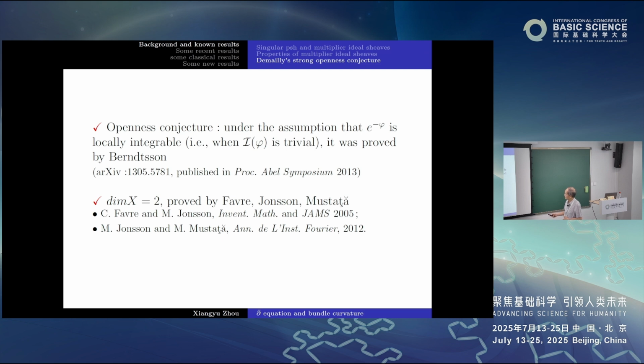Actually, this conjecture was stated many years ago. Recently, I read a paper by Guenancia. In his paper, before Demailly, Guenancia already posed this conjecture. And in the two-dimensional case, the strong openness conjecture was proved by Favre, Jonsson and Mustață in their papers.